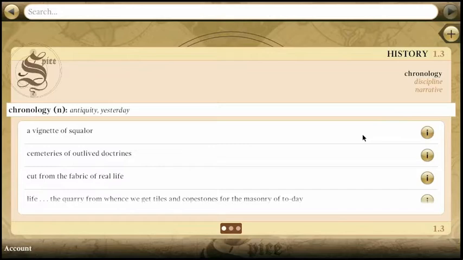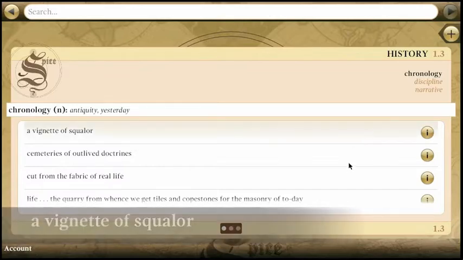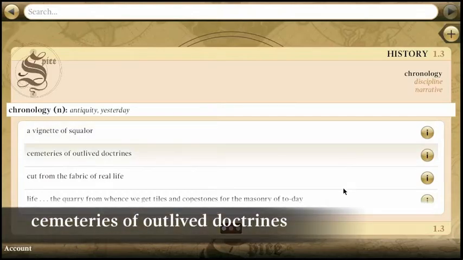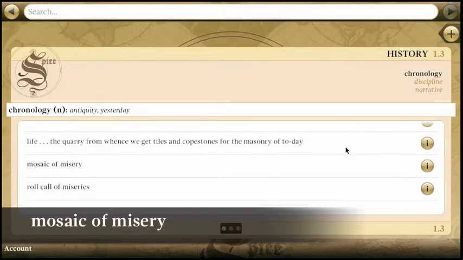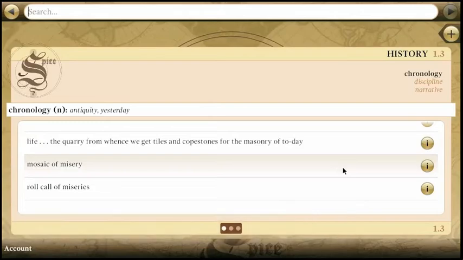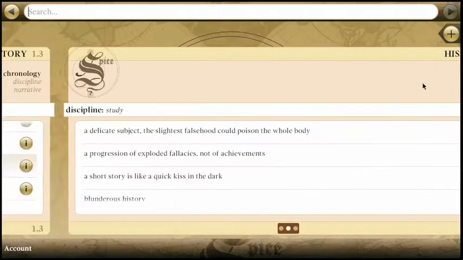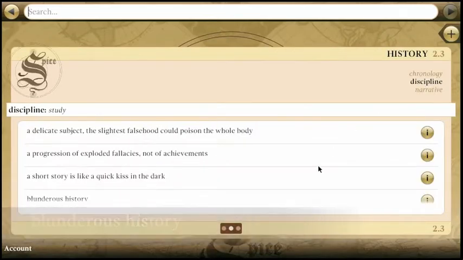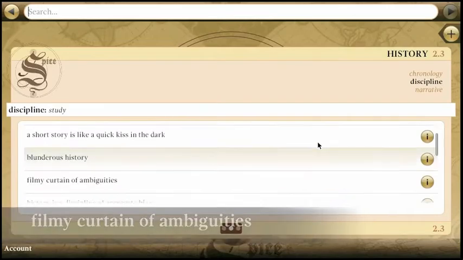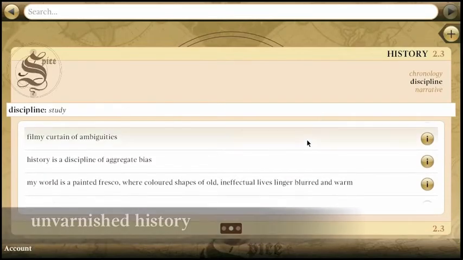Here, under chronology, we see several short phrases. A vignette of squalor, cemeteries of outlived doctrines, mosaic of misery. Okay, let's see what discipline has. Blunderous history, filmy curtain of ambiguities, and unvarnished history.